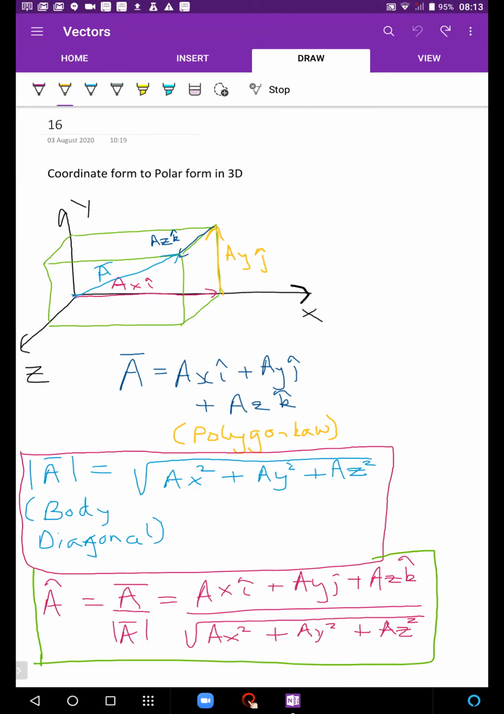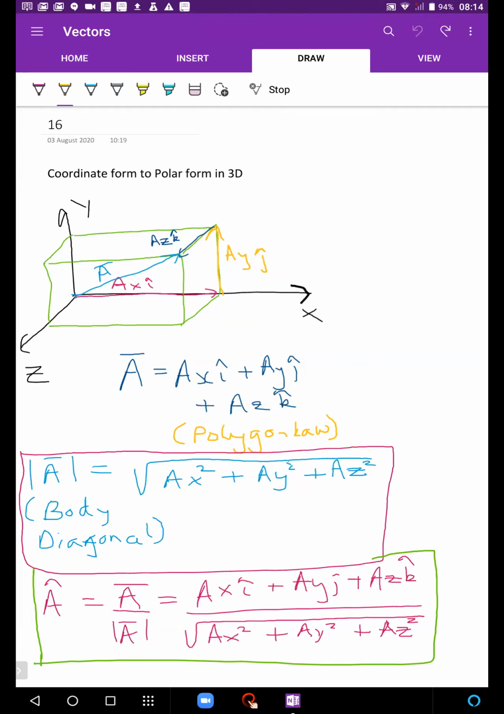Now, if I have a vector given in this form, ax i cap plus ay j cap plus az k cap, you may have seen something like this as you were solving questions from your booklet: 2i cap plus 3j cap minus 1k cap, right? So what do we do with this? How do we make sense of this? First and foremost, it looks like the addition of 3 vectors. So how do I make sense of the addition of 3 vectors? I should apply polygon law, so I have to add them.